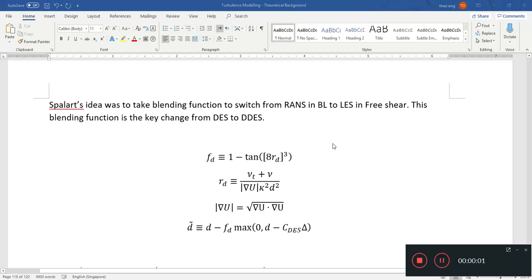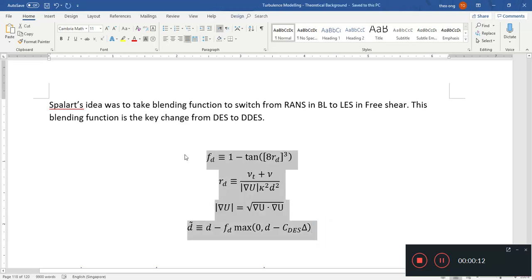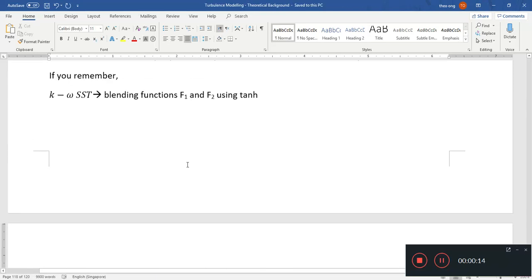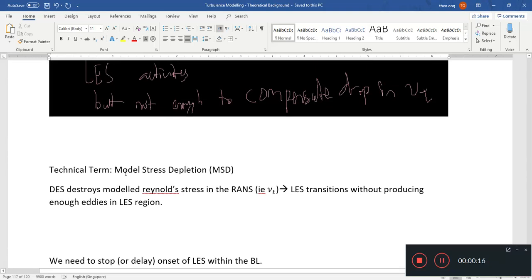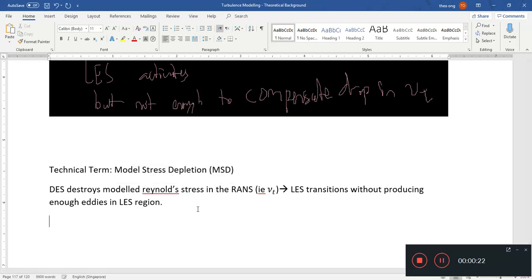Hello, welcome to this video on turbulence modeling. We're going to continue the DDES discussion, delayed detached-eddy simulation. In the last video, we talked about some blending functions which help us to deal with the model stress depletion phenomena. Now, why was the model stress depletion phenomena important?